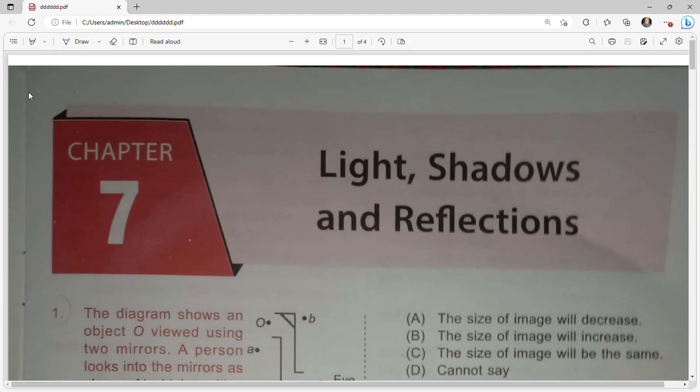So today I'm gonna discuss important questions for chapter 7, which is Light, Shadows and Reflections, for NSO Olympiad class 6. So let's start.